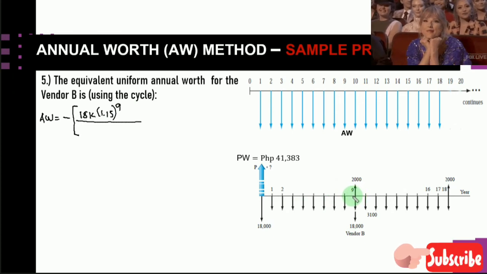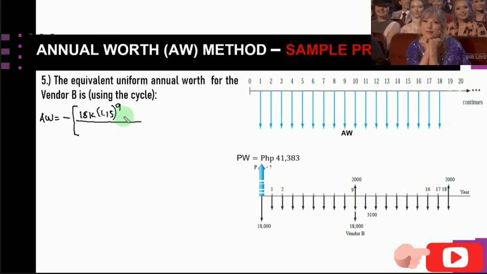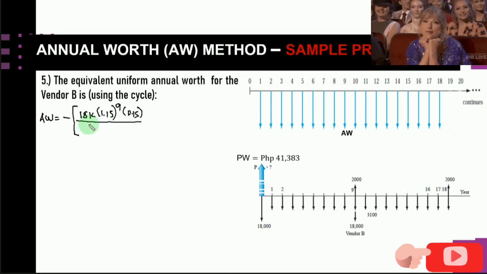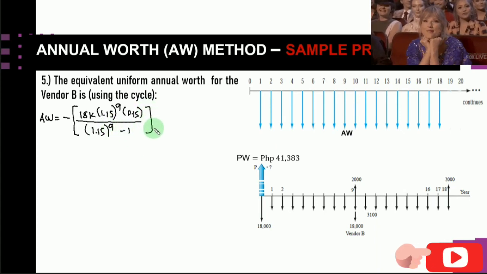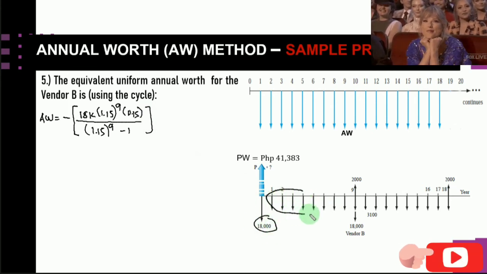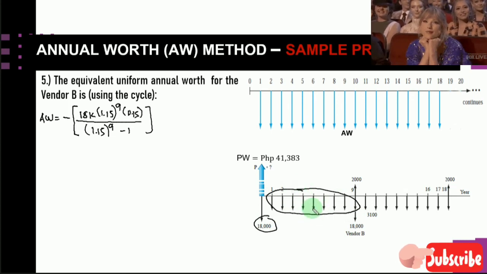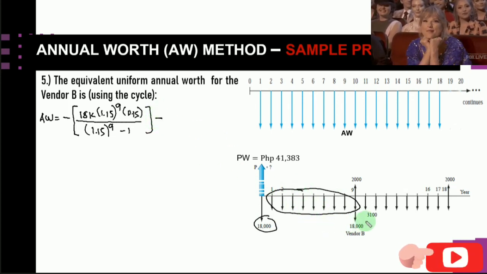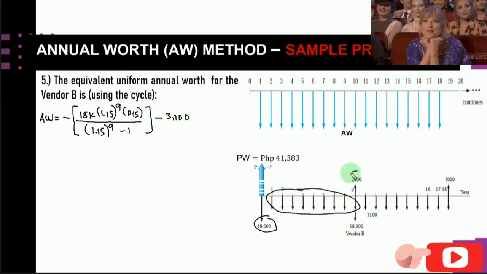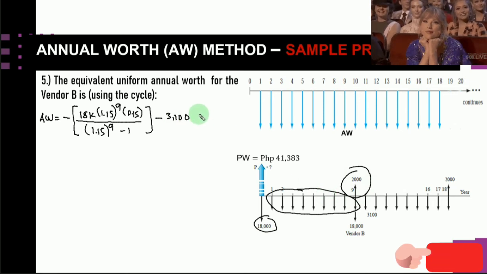So this is times 0.15, all over 1.15 raised to the 9 minus 1. Then we are done with this one. Next we go with this value of the O&M. This is downward, so that's why this is minus 3,100. And then our third one is this 2,000 salvage value, so this is plus because this is going upward.